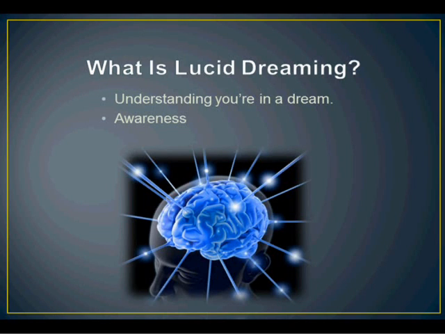Now the first thing we're going to go over is what is lucid dreaming, which is a very simple answer: it's simply understanding you're dreaming while you're dreaming. So it's just being in the dream state and looking around and being consciously aware that everything you're seeing is in your mind and that you're able to control it.